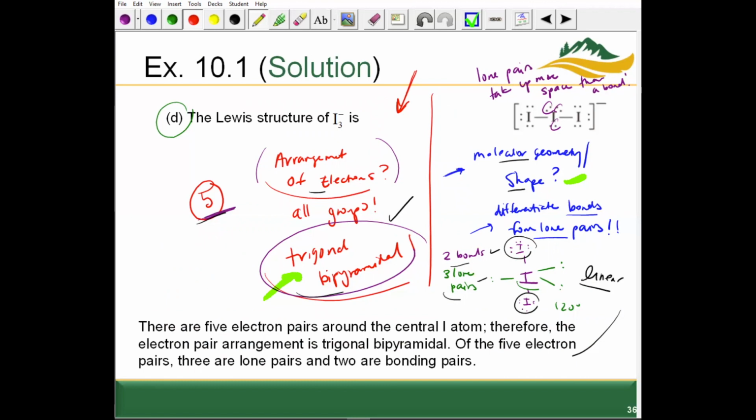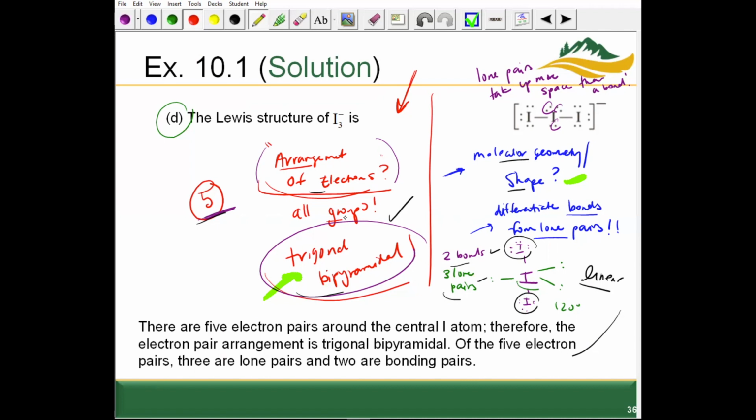Coming back to chapter 10, part 1 to show you this reminder, the arrangement of electron groups. When we're talking about the arrangement of electron groups, we're talking about all the groups.